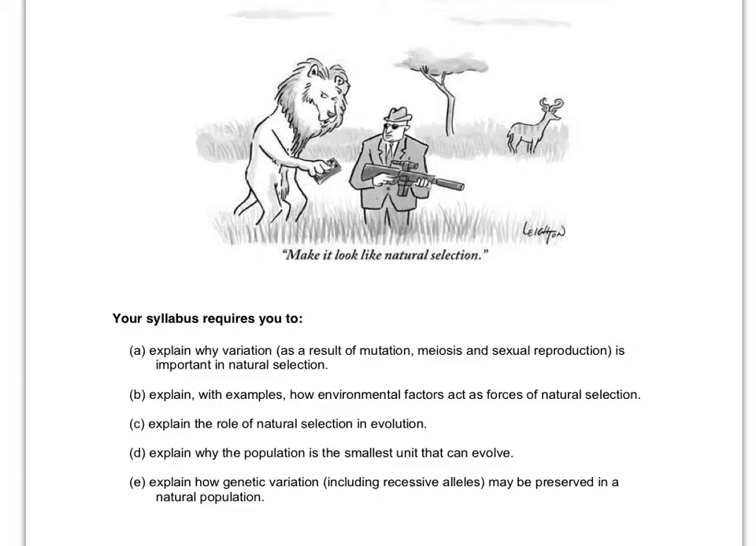So you're going to look at that, and then I'm going to give you a few examples of how we have observed natural selection in the real world, and what the role of natural selection in evolution is. So you need to know what evolution is. How do we define evolution?